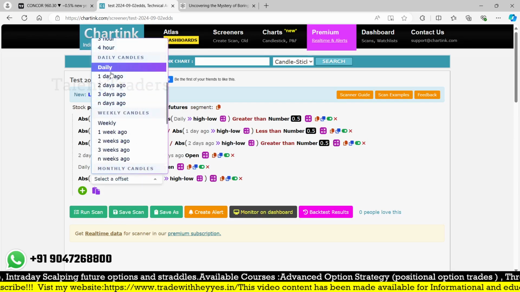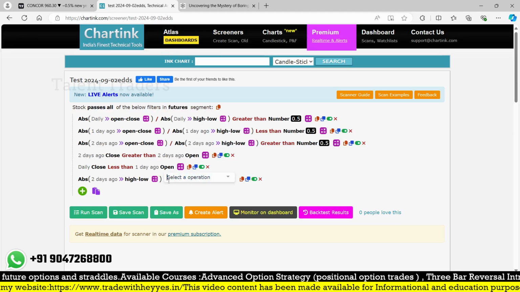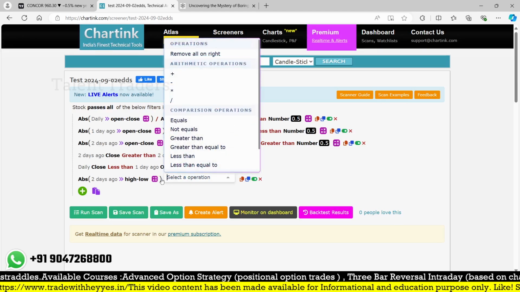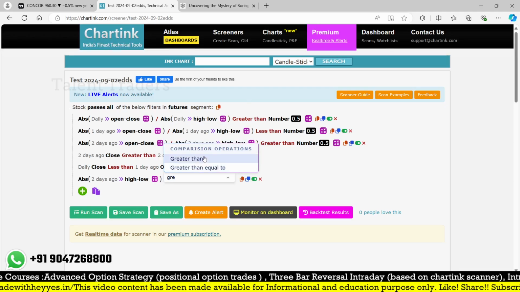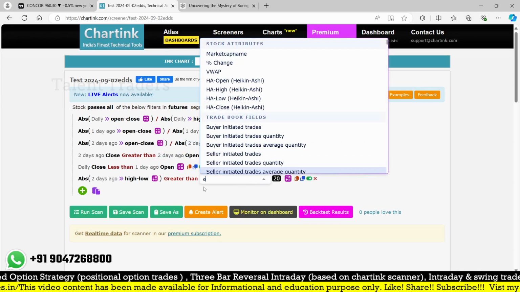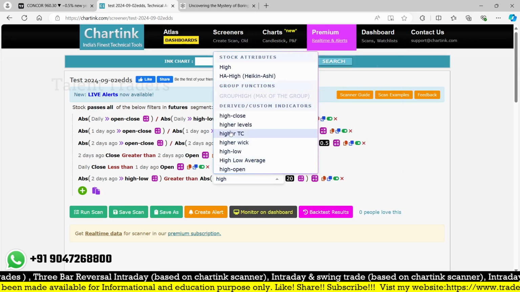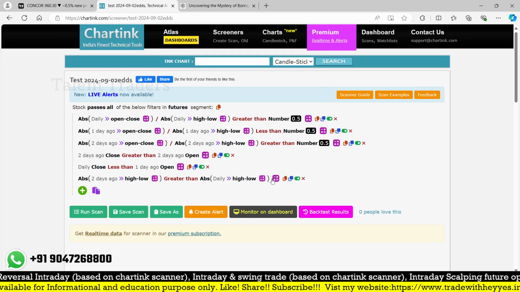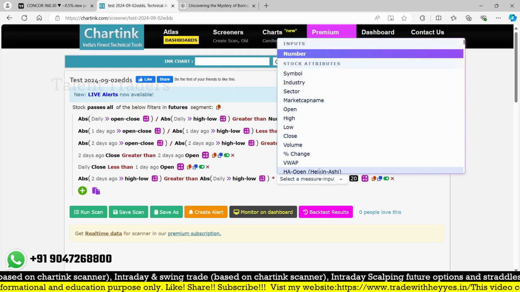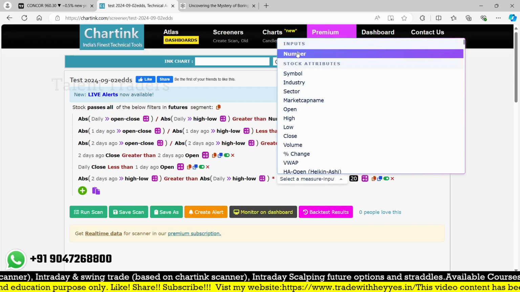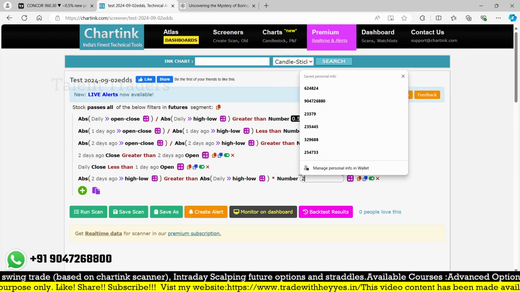So for 2 days ago, high minus low must be greater than ABS. I already told you what the value is. So high minus low of ABS into the number 2 times or 3 times. That is why we are using this number function, so we can adjust the scanner.